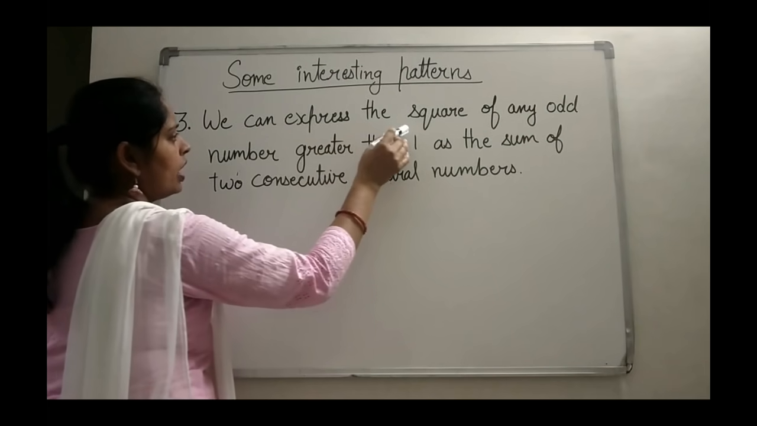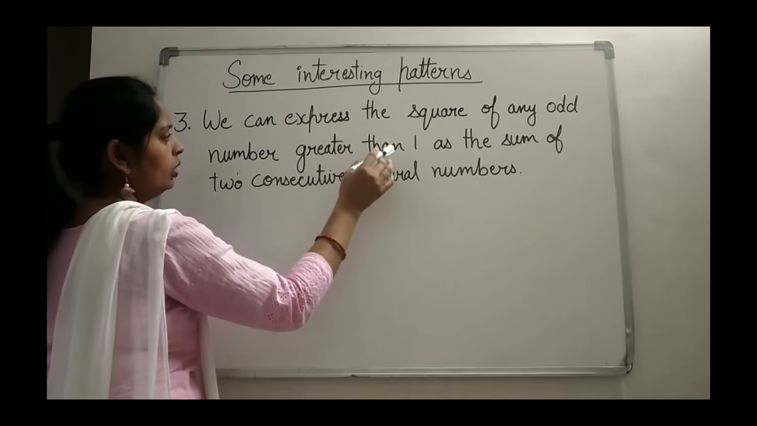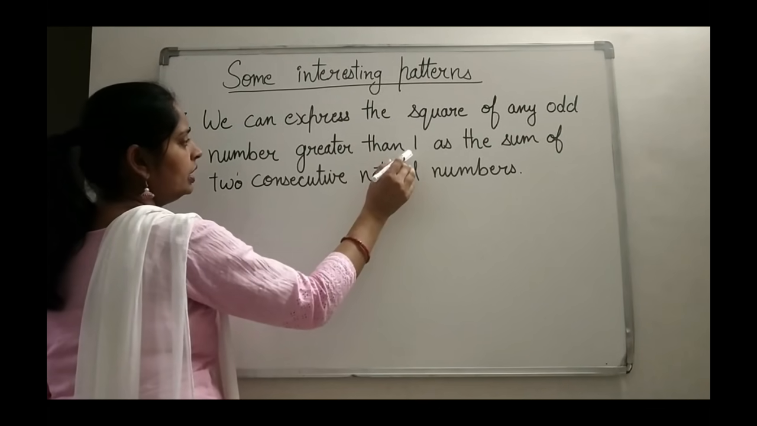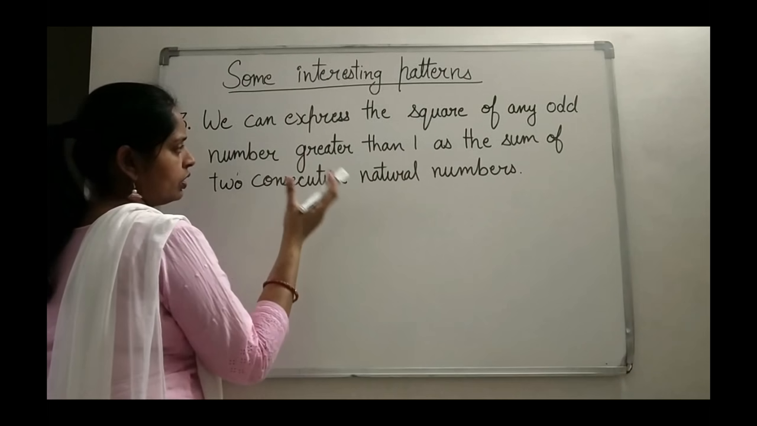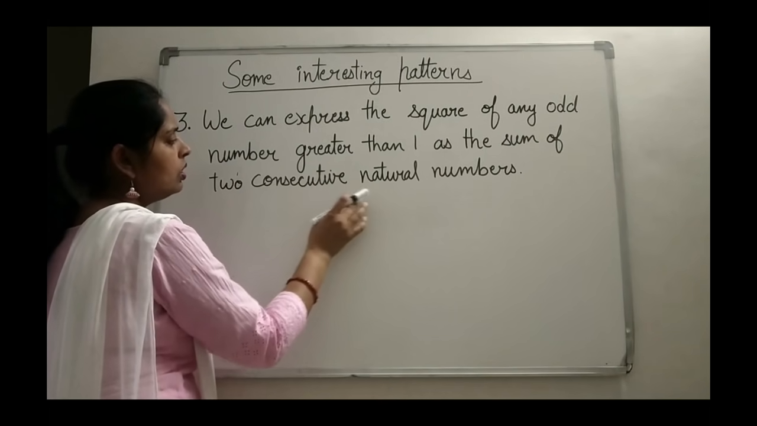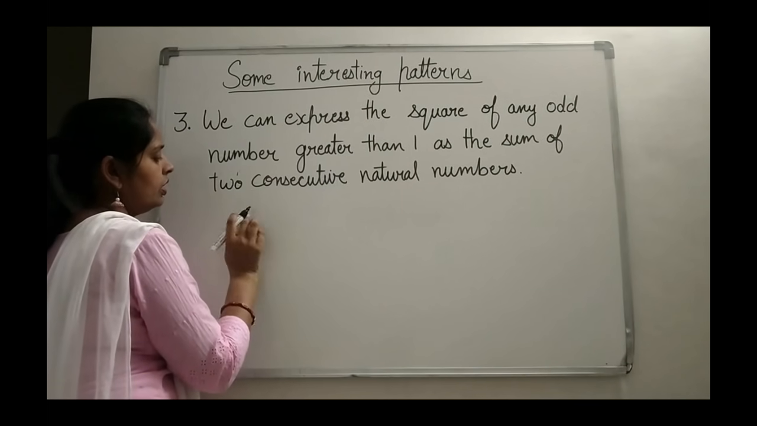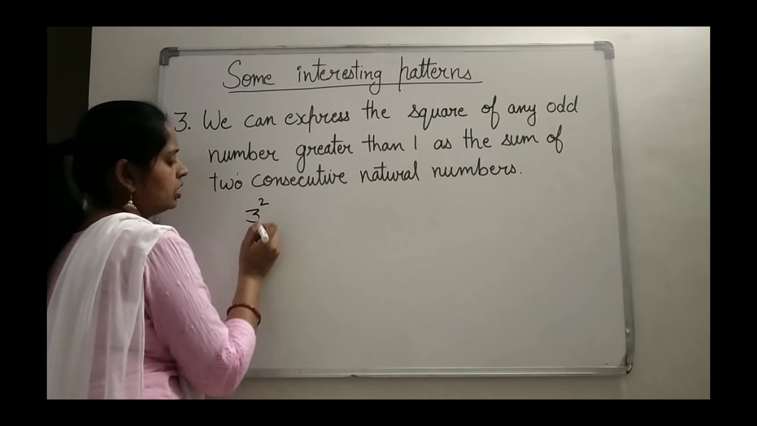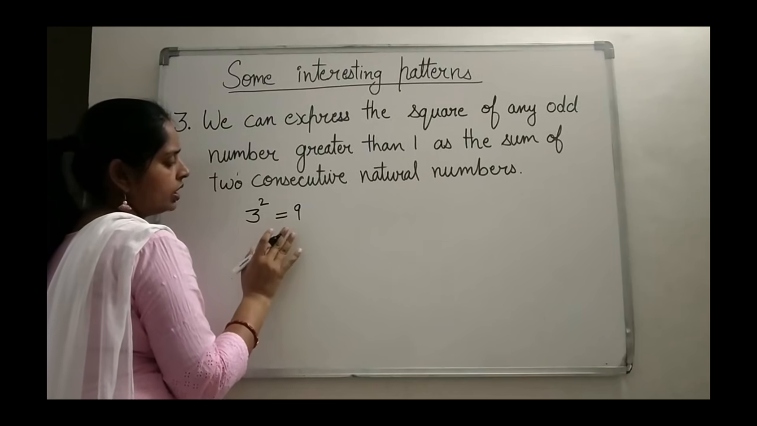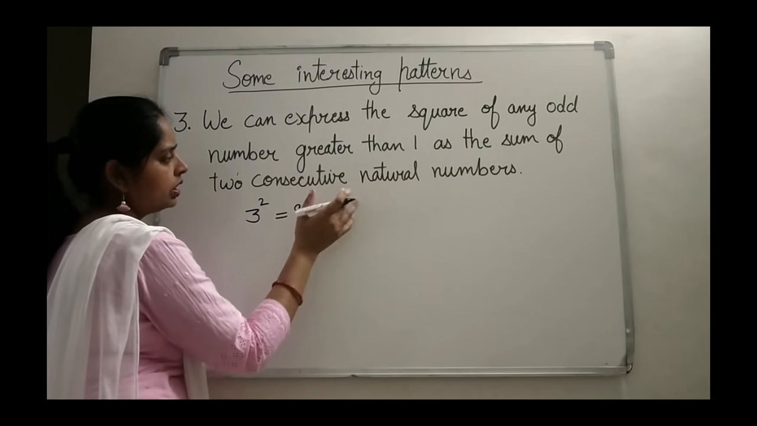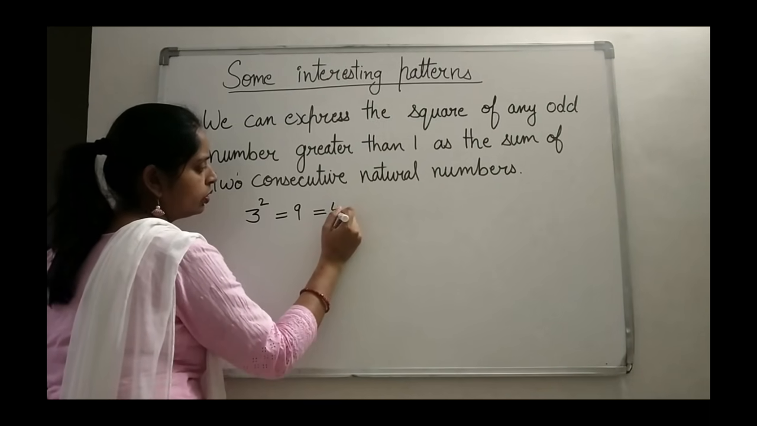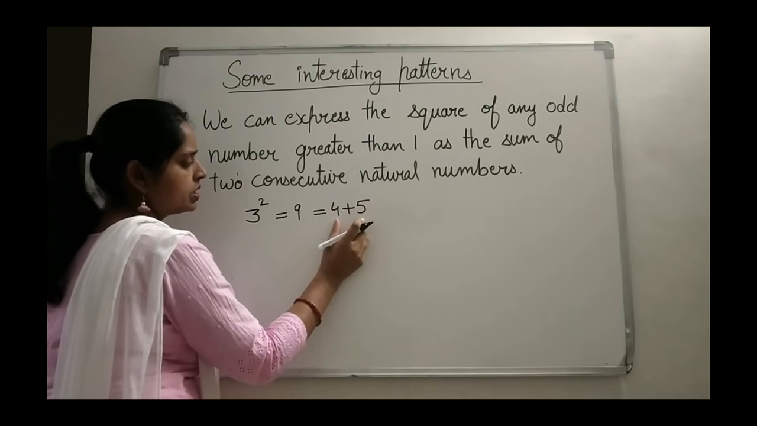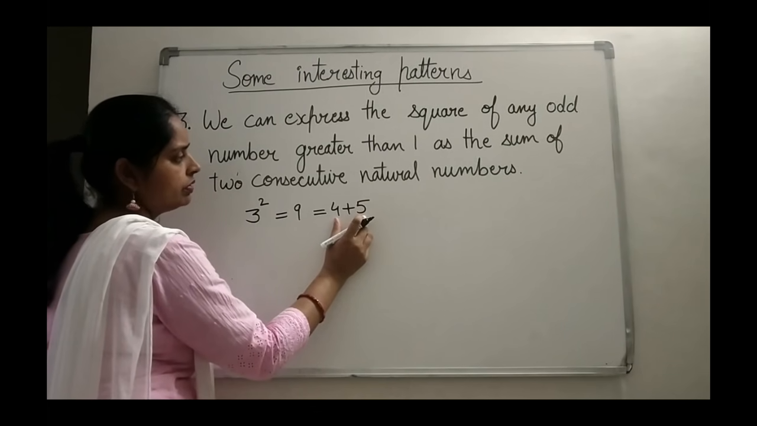We can express the square of any odd number greater than 1 as the sum of two consecutive natural numbers. Means any odd number which is greater than 1, the square of that number can be expressed as the sum of two consecutive numbers. For example, if you are having 3, 3 is an odd number greater than 1, the square of 3 is equal to how much? 9. And we can write 9 as the sum of two consecutive natural numbers: 4 plus 5.